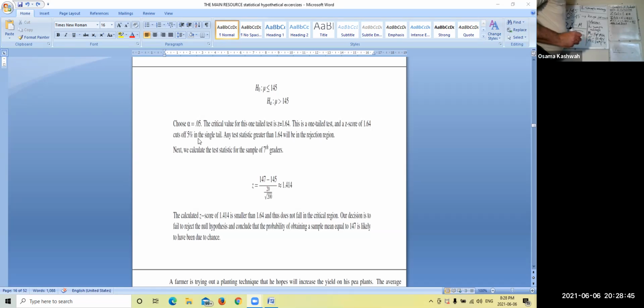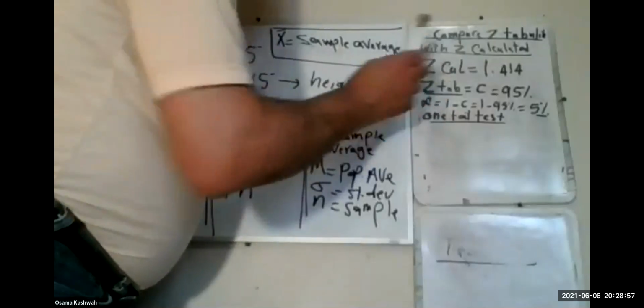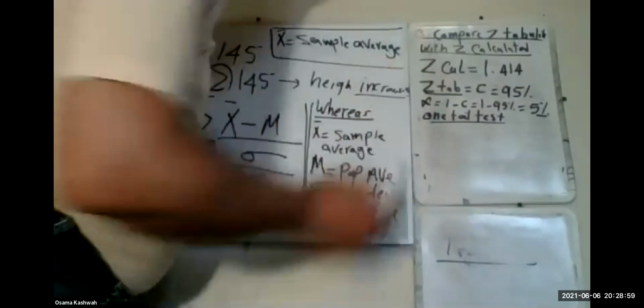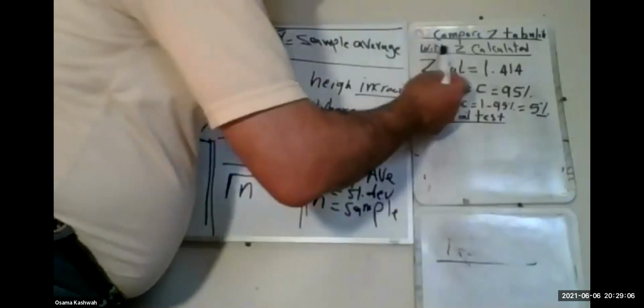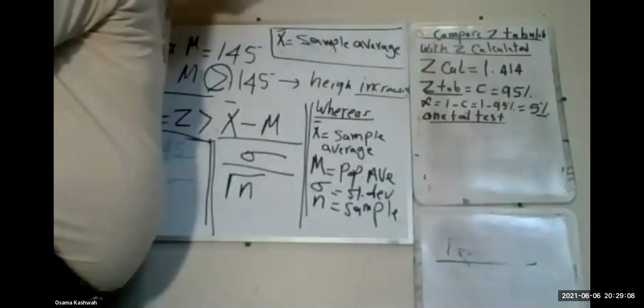When we go to look at this, because it's a one tail test, let me stop sharing. I'll repeat back what I did just now. I'm working on this part now. I'm in the third step: to compare Z tabulated with Z calculated.